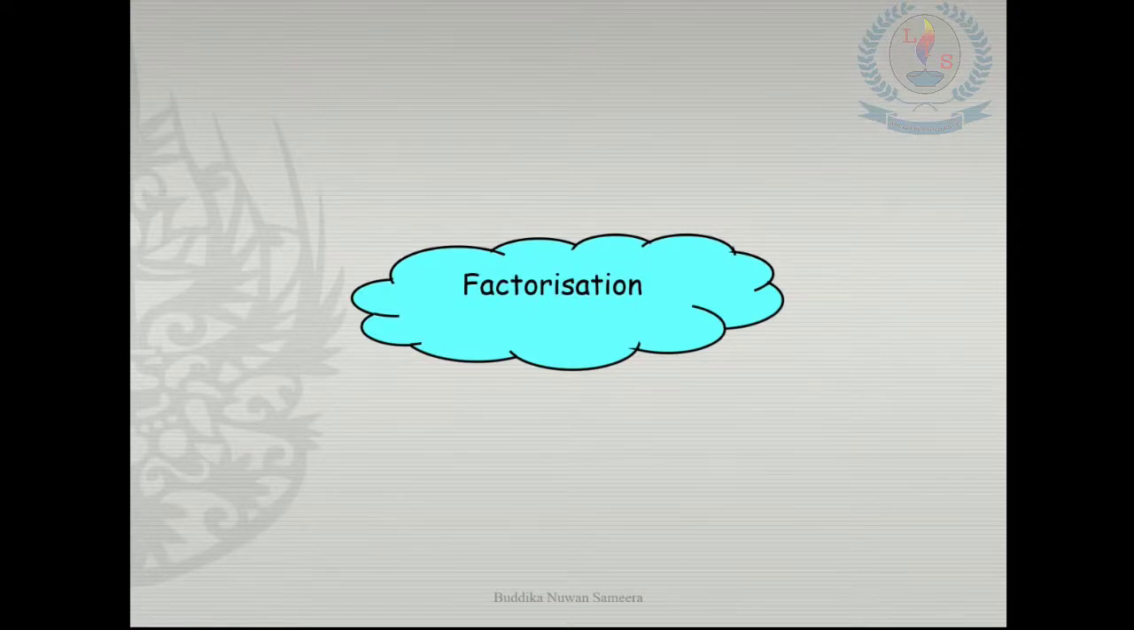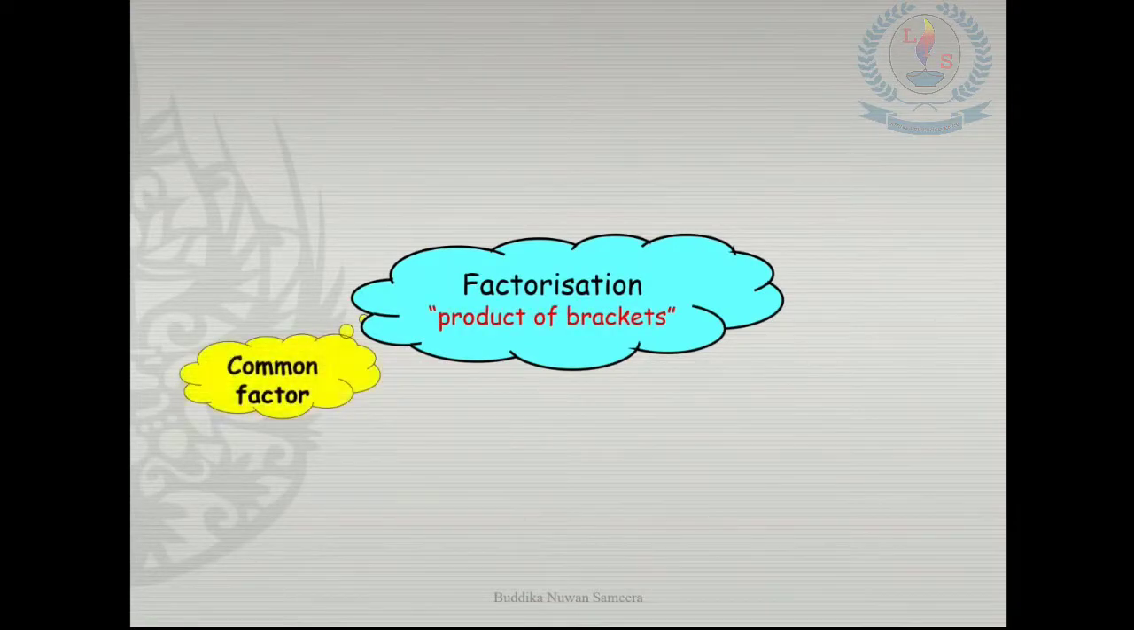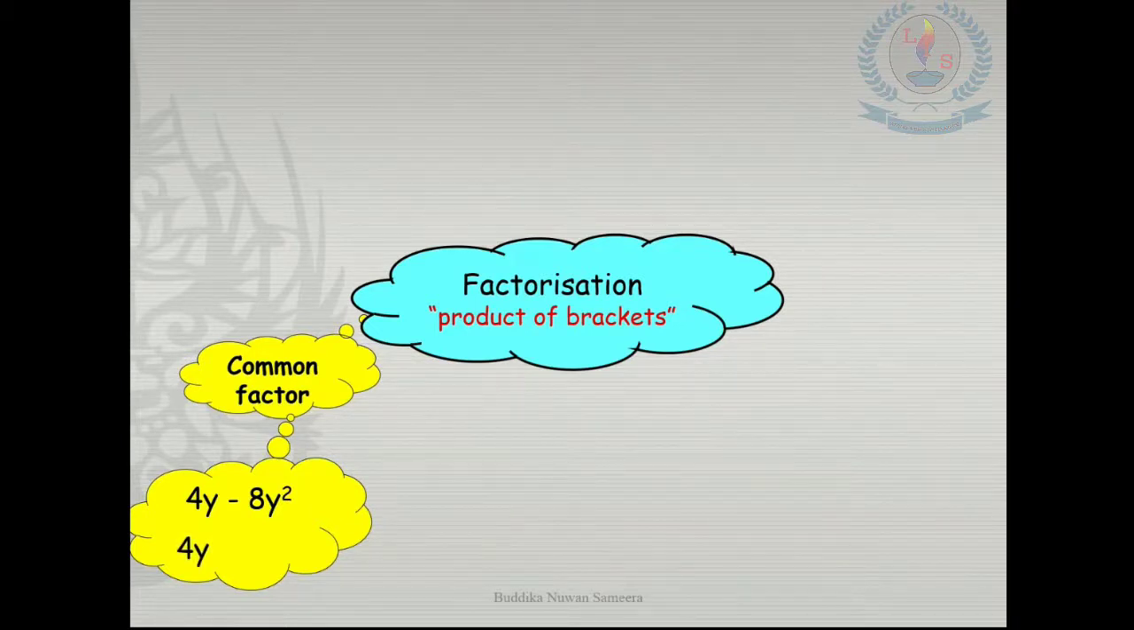So this is a summary of factorization. The first thing is, we have to take common factors out. As an example, 4y minus 8y square. We know that 4y is common, so you can take 4y out. When you take 4y out, inside the bracket, 1 minus 2y.